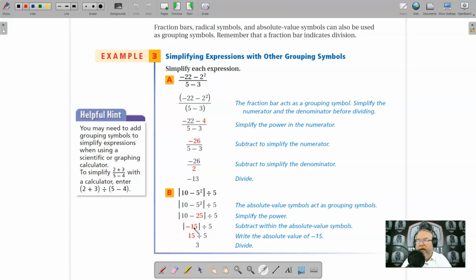And like I said, any number that's inside of an absolute value, it just pops out and it becomes positive. If it's negative, it becomes positive. If it's positive, it stays positive. But it's the same value, only it's the positive form of that number. So absolute value of -15 is 15. Now all the time we've been bringing down this divided by 5. Now we can do 15 divided by 5 to get 3.